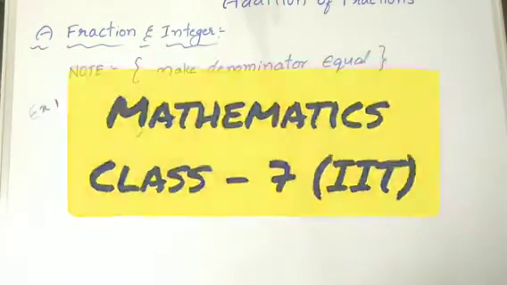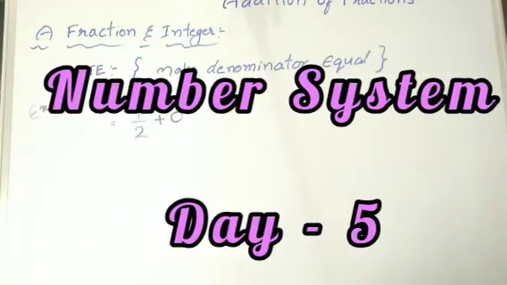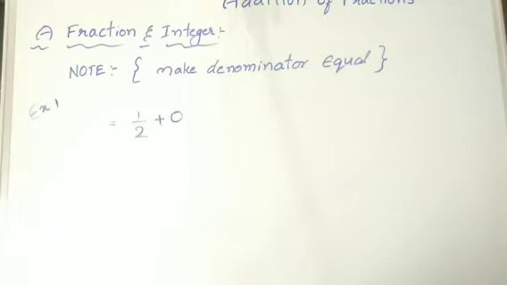Addition of fractions. The first part is a fraction and an integer. Basically, everybody knows about the integers, from minus infinity to plus infinity. Here I am taking the first basic one, that is 0. So 1 by 2 plus 0.